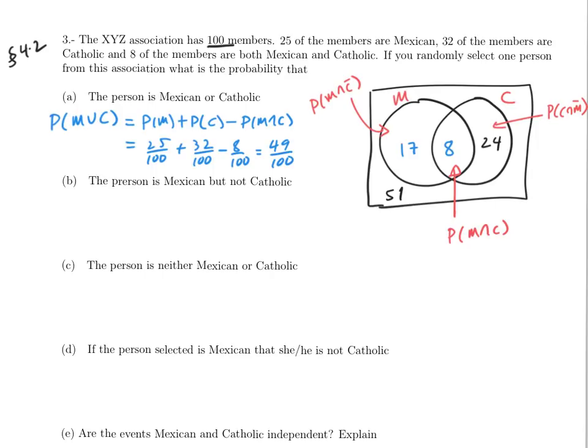Part B is asking how many people are Mexican but not Catholic. That should be obvious. That's the answer to this. The question is Mexican but not Catholic, so that's 17 over 100. Part C says the person is neither Catholic nor Mexican, so that's the people outside. This is the probability that the person is not Mexican and not Catholic, so that's 51 over 100.